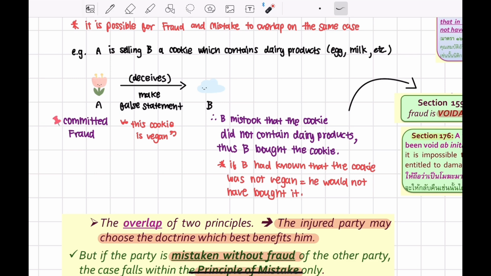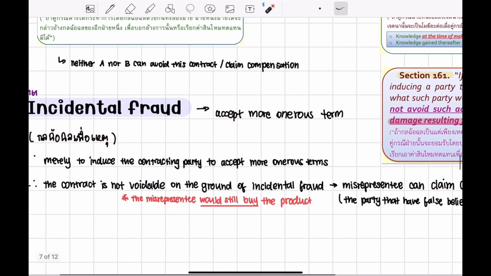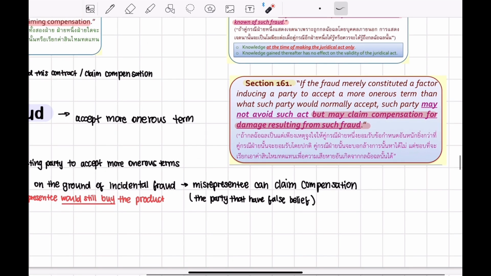So in this case, A actually deceived B, but B would have still bought the cookie even knowing that it is made out of dairy products. So in this case, it is called incidental fraud, and B cannot then avoid the contract. But B may claim compensation for damage resulting from such fraud.